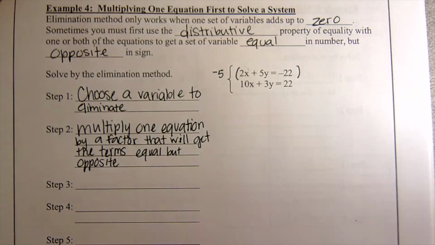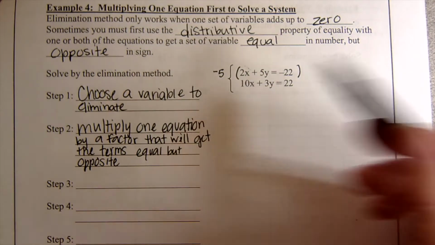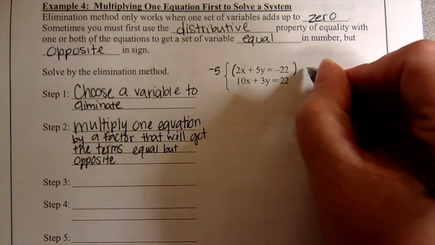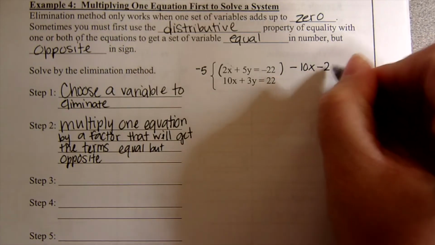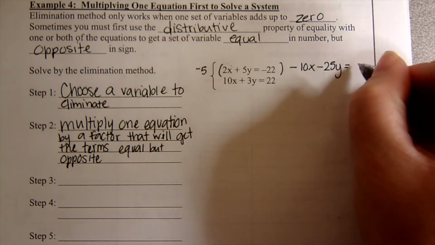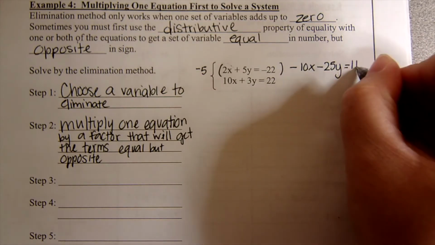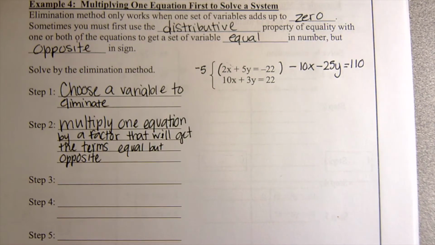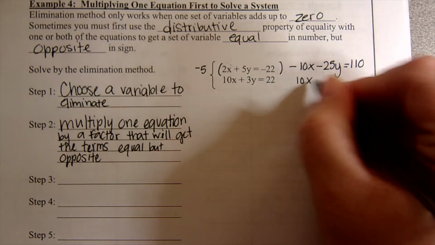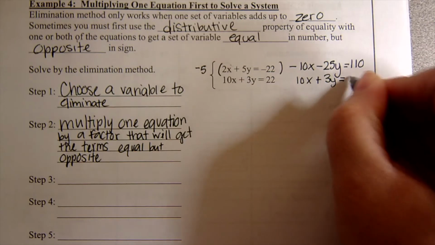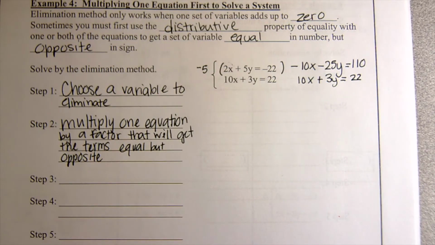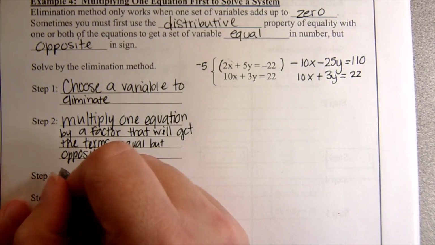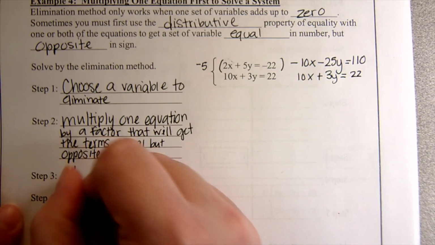All right, so we're going to go ahead and distribute that negative 5 to the whole first equation. So this becomes negative 10x minus 25y equals positive 110. And then I'm going to rewrite the second equation just the same as it was before. So step 3 is the same thing from this point that we did yesterday. Step 3 is add the lines and solve.